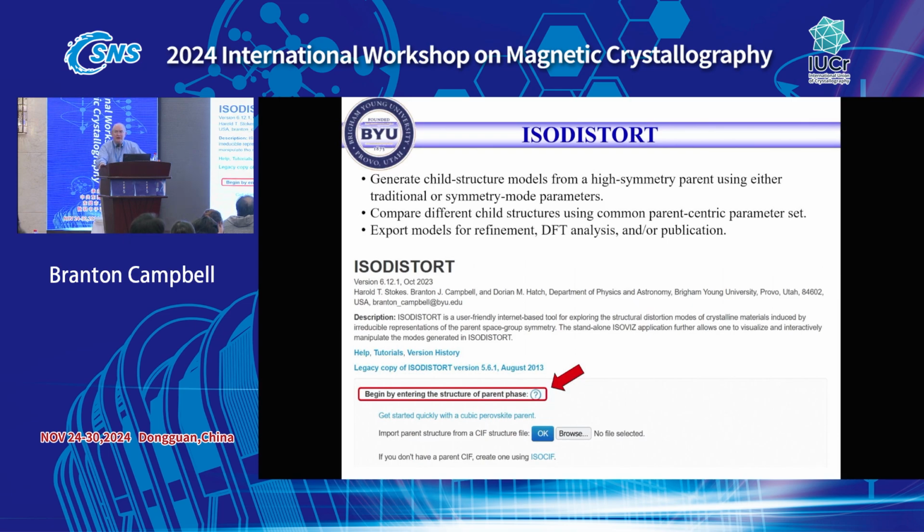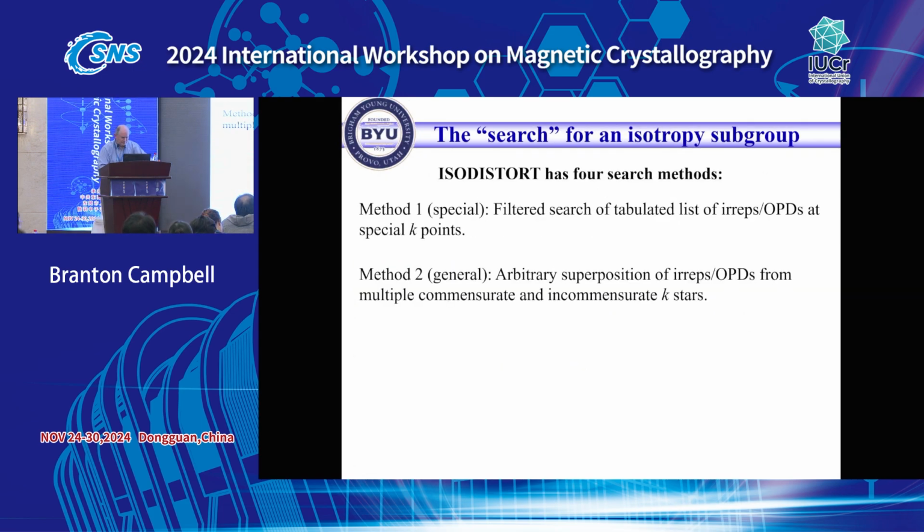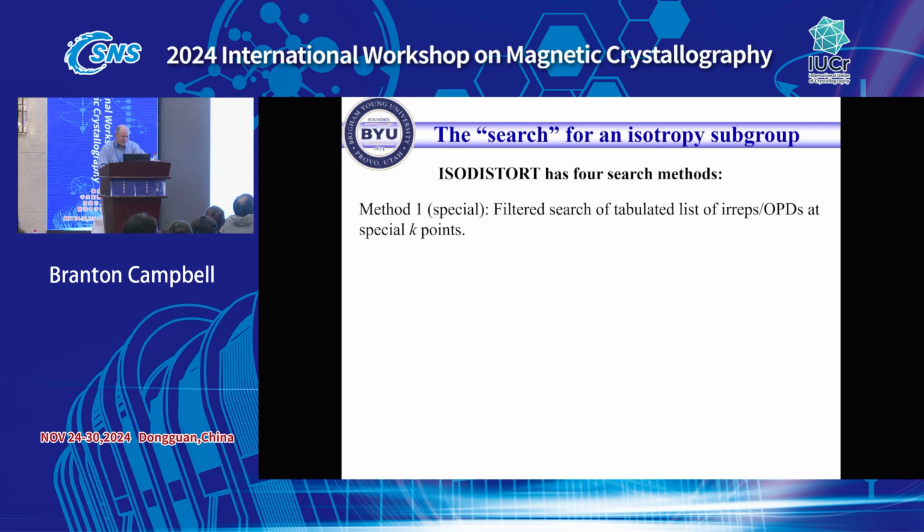Another 30% were from the rest of Europe, and approximately 40% of the accesses were from China. So I guess there must be a lot of people here using the package. ISODISTORT has, after you upload the parent structure, 4 different types of searches.